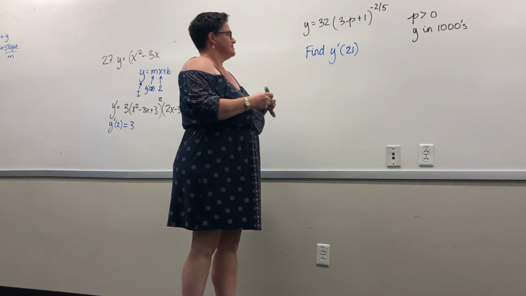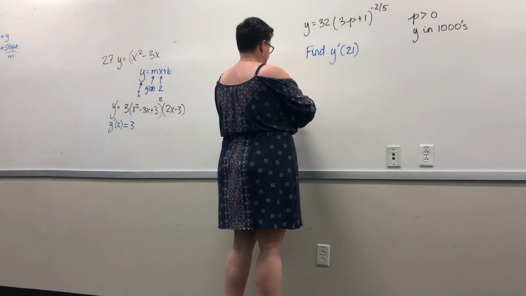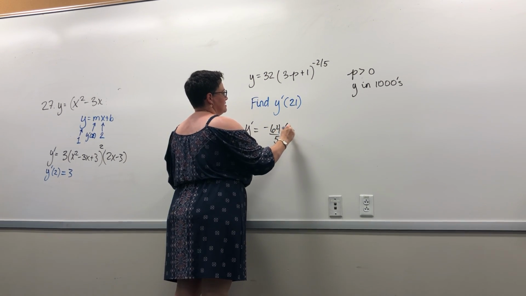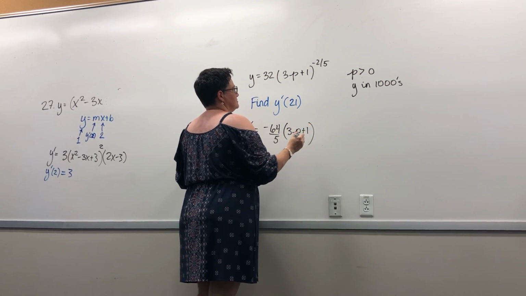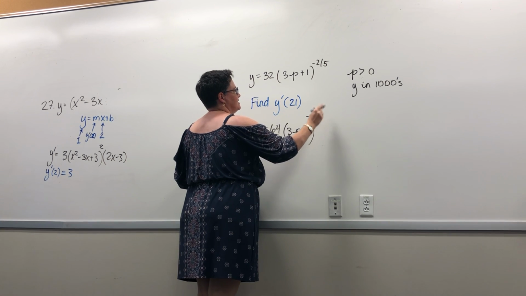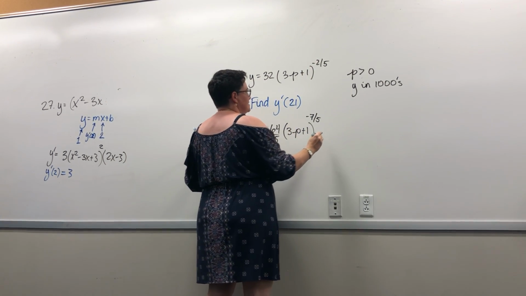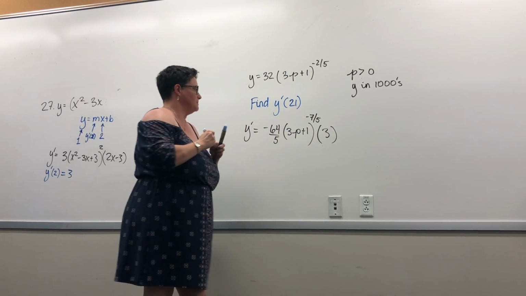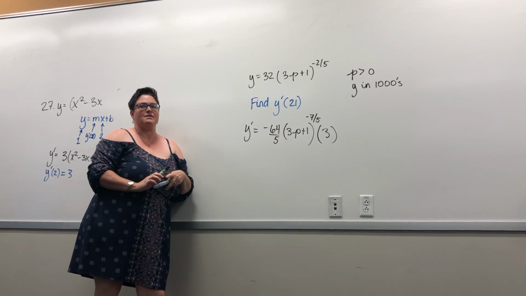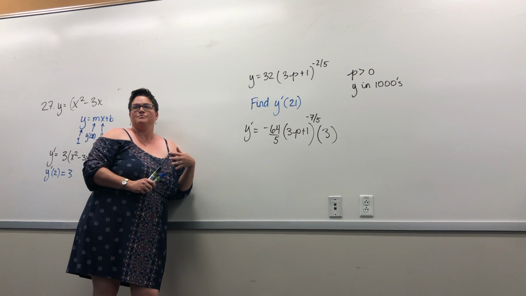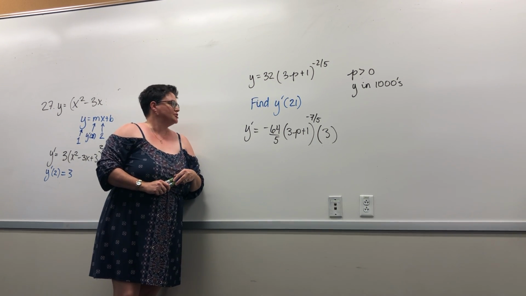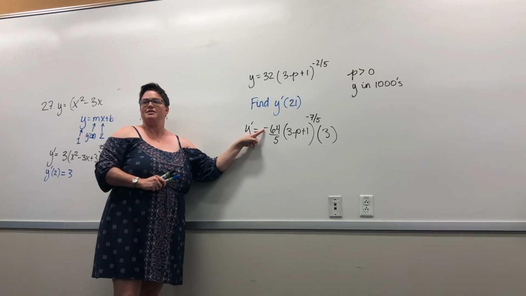So yes. So let's find it. What's y prime? -64/5. -7. Good. -2 minus 5 equals -7. What's my derivative of the inside? 3. Plug and chug, people, on board. Don't forget your answer is in thousands. So as price goes from $21 to $22, your sales will drop by so much. There's your negative sign to prove it.